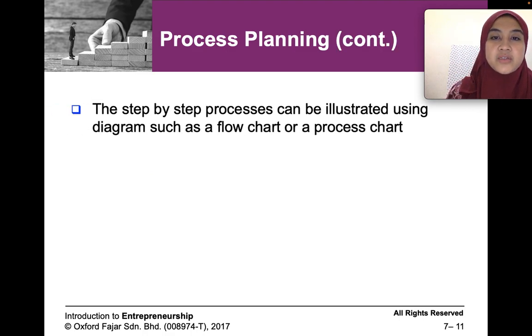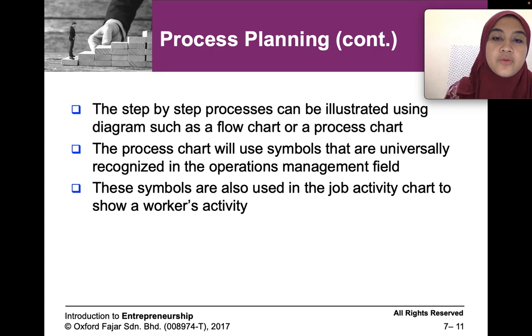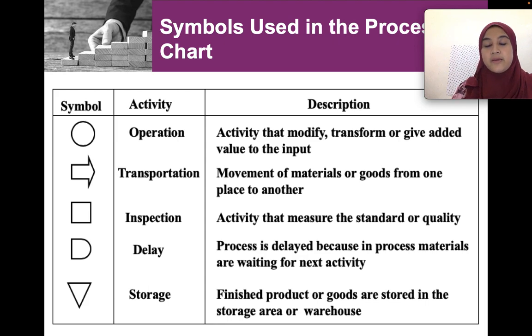The step-by-step processes can be illustrated using a diagram such as a flowchart or process chart. The process chart will use symbols that are universally recognized in the operation management field. These symbols are used in the job activity chart to show a worker's activities. So these are the symbols used by the operations management field, and they are valid symbols that we can use in the operational process chart. The circle symbol here means that it is an operation. So what does it mean by operation?